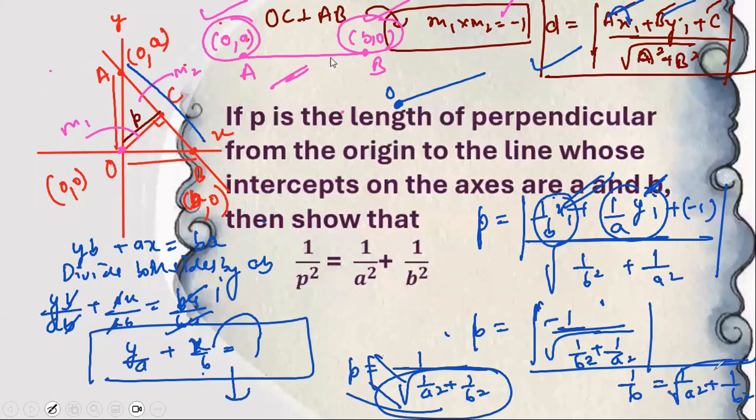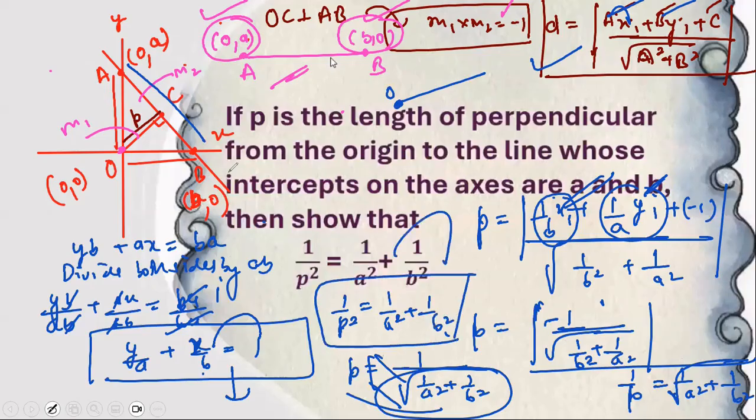Now when I take the square root to the side of 1 by P, it will become a square, because a square root, when it changes its side, becomes a square. So the final value will become 1 by P square is equal to 1 by a square plus 1 by b square. It's very easy, because the square root just goes away. And that's the required thing that we know, right? So that's it, everyone.